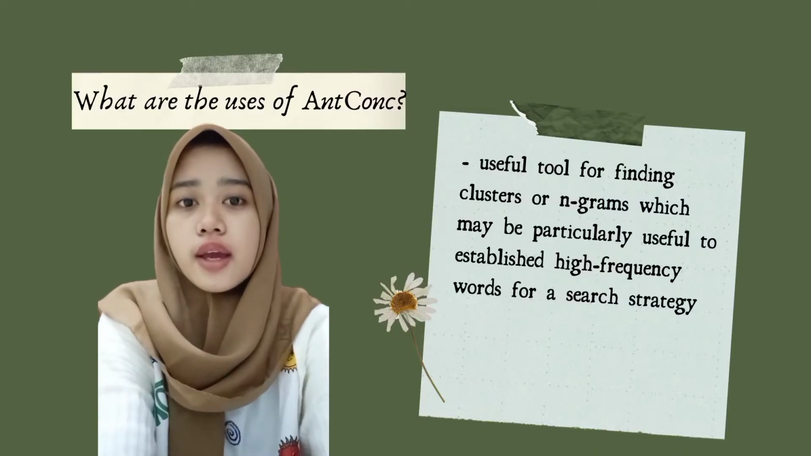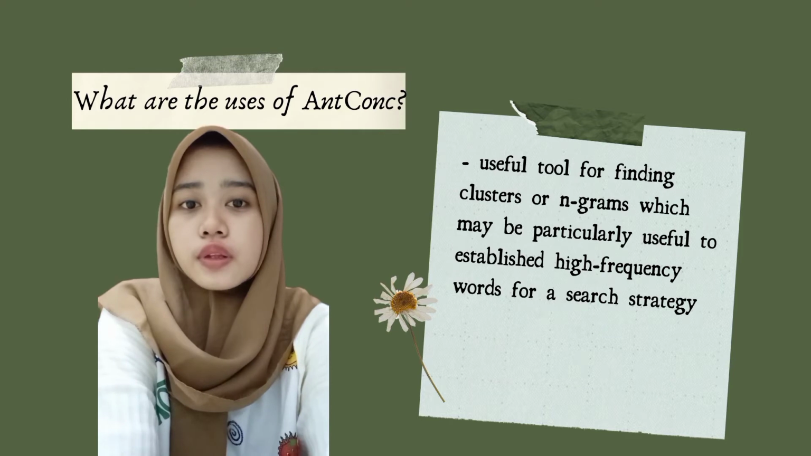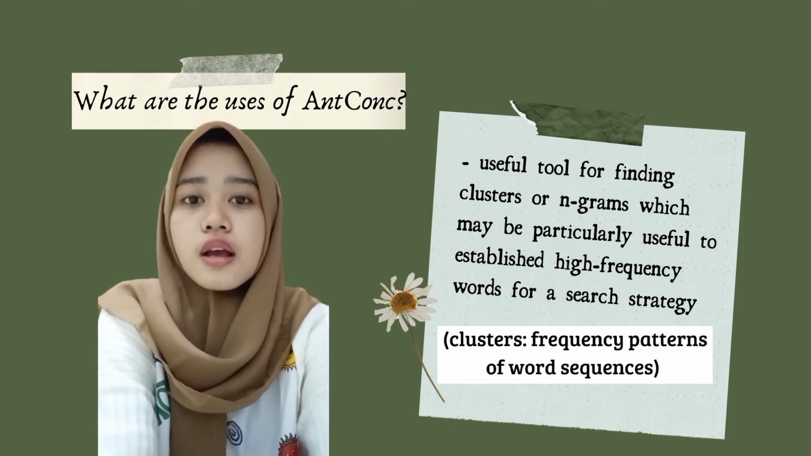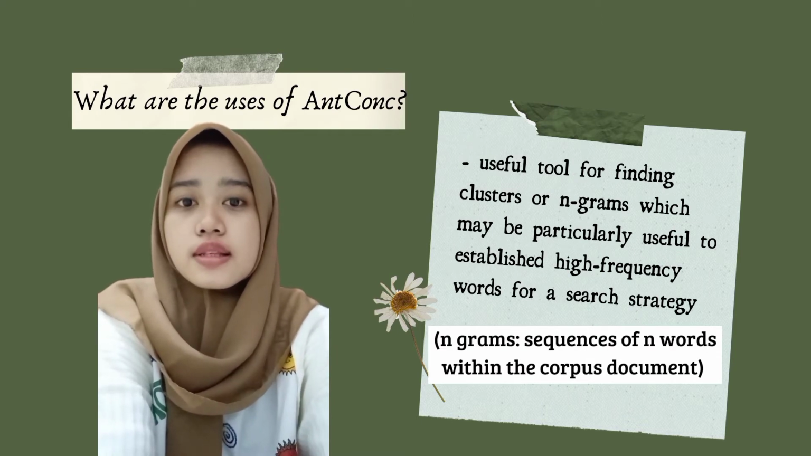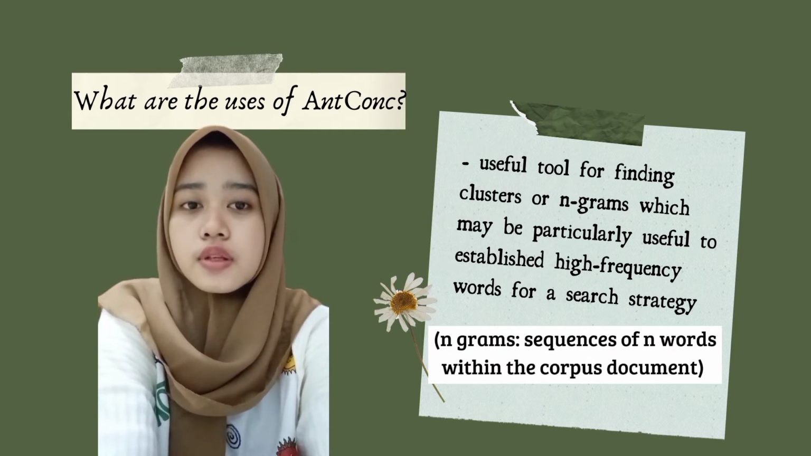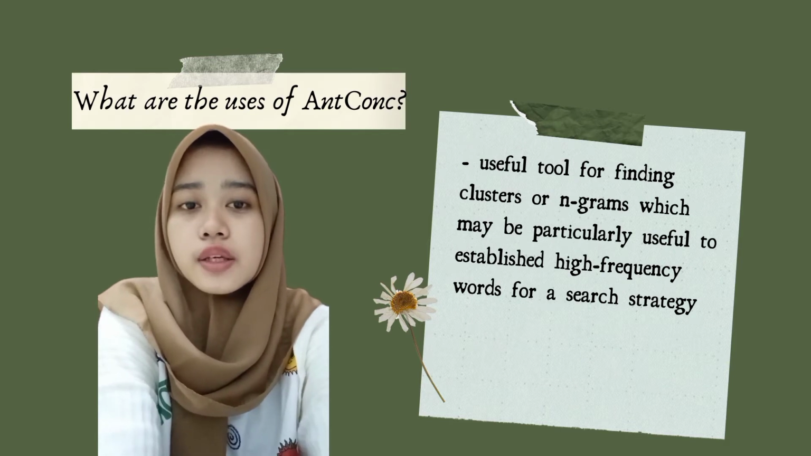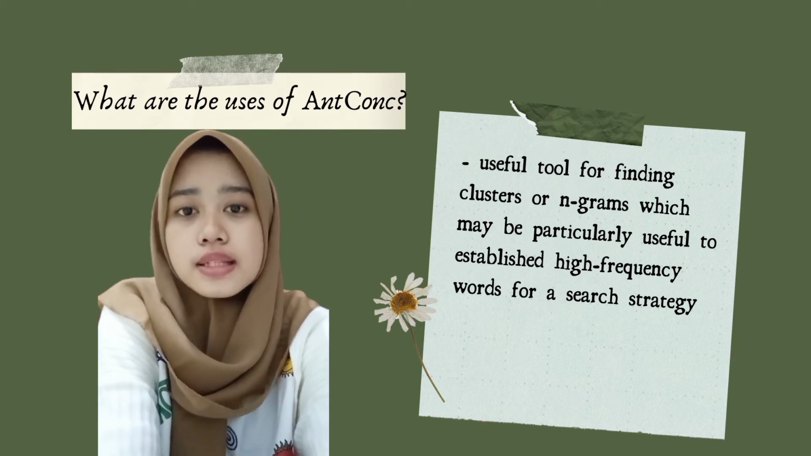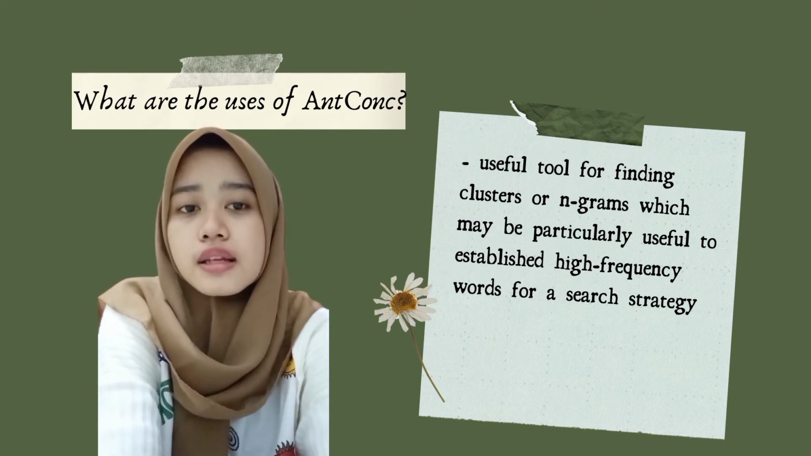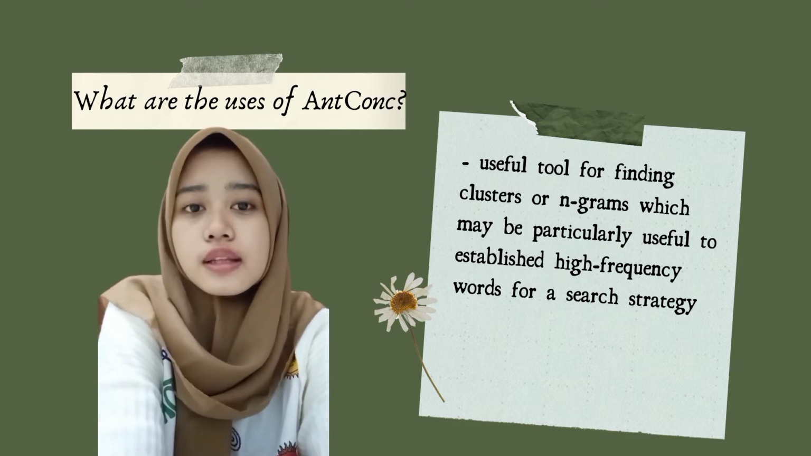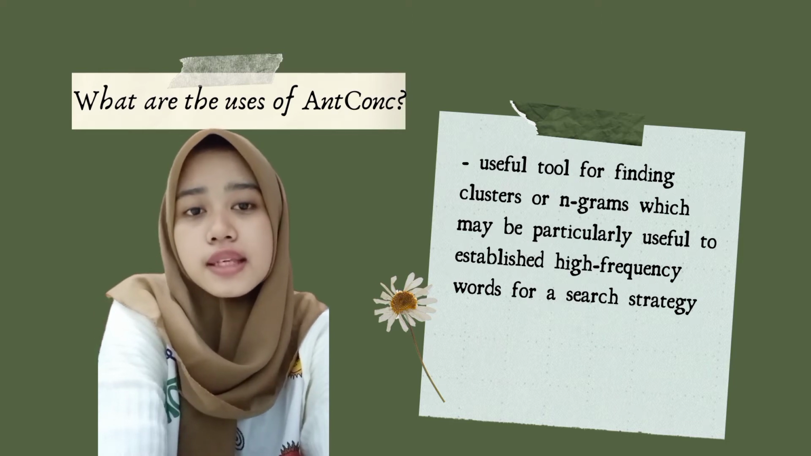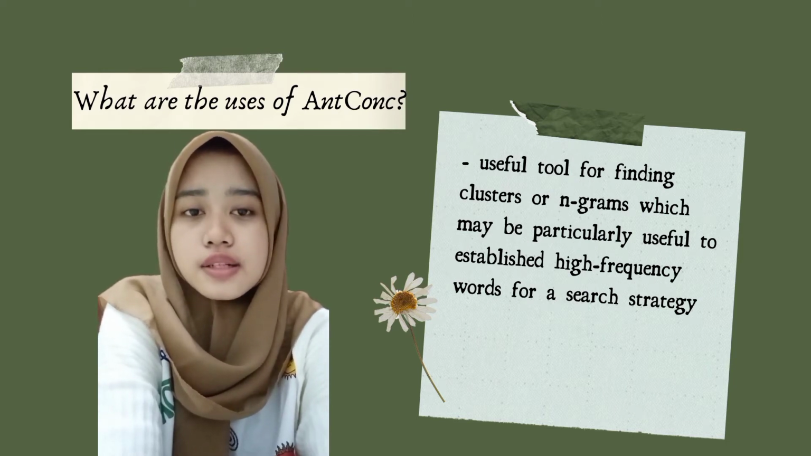What are the uses of AntConc? AntConc is a useful tool for finding clusters or frequency patterns of word sequences or n-grams, or sequences of n words, within your corpus or document, which may be particularly useful once you have established high-frequency words for a research strategy but need to increase the precision of your search by either searching for phrases that contain those words or by establishing good collocates if you are making selections for adjacency searching.